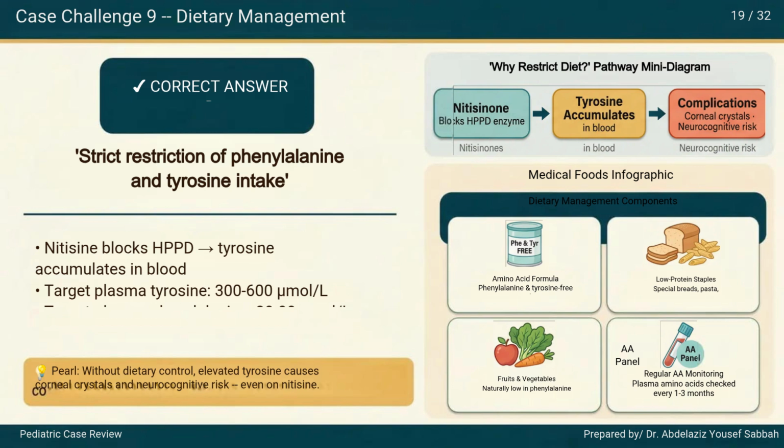Dietary management includes phenylalanine and tyrosine-free amino acid formula, low-protein staples such as special breads, pasta, and crackers, and fruits and vegetables which are naturally low in phenylalanine and are encouraged freely. Regular plasma amino acid monitoring is performed every 1 to 3 months.